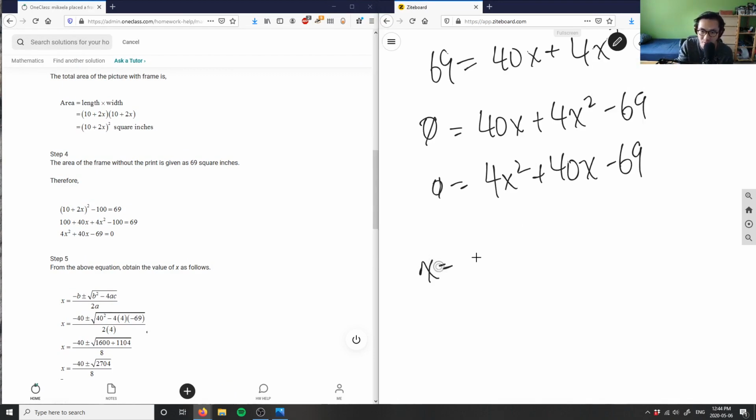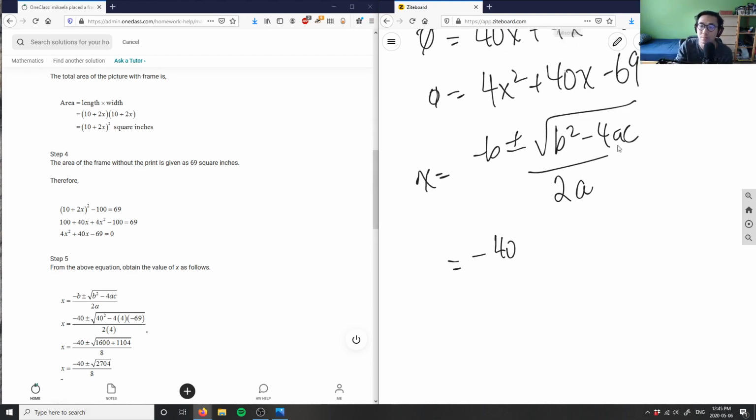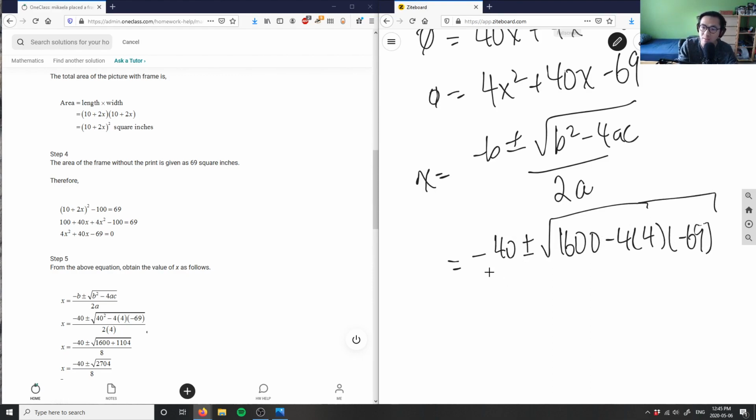I'm going to say x equals negative b plus or minus the square root of b squared minus 4ac, all over 2a. So here is our quadratic formula. Negative b here is negative 40, plus or minus b squared, which is 40 squared, which is 1600, minus 4 times a, which is 4, times negative 69, all over 2 times 4, which is simply 8.